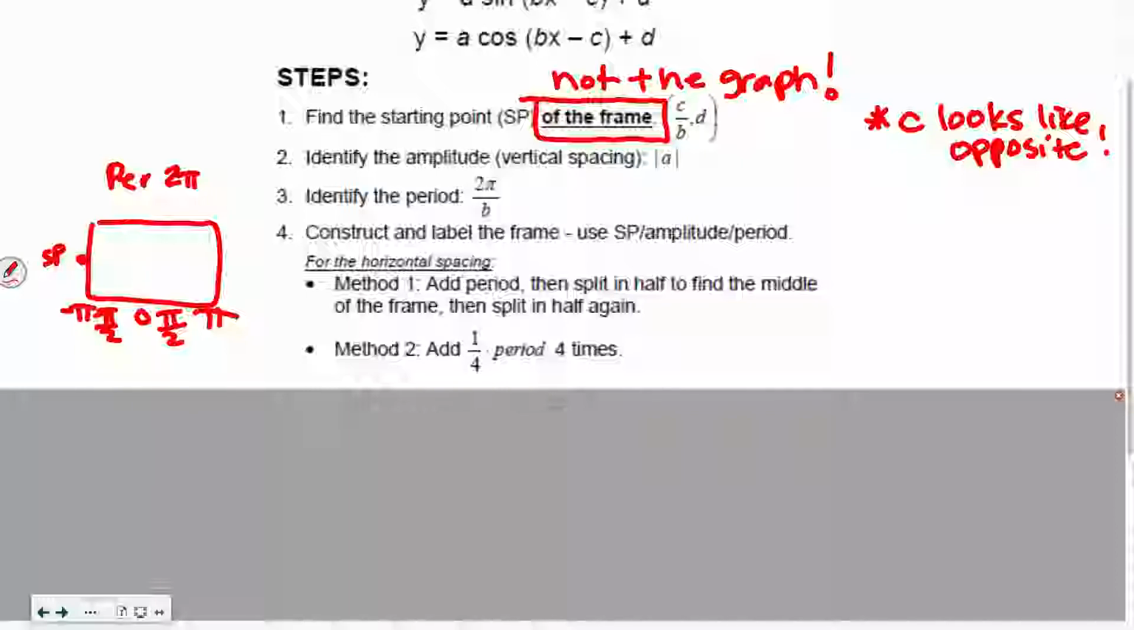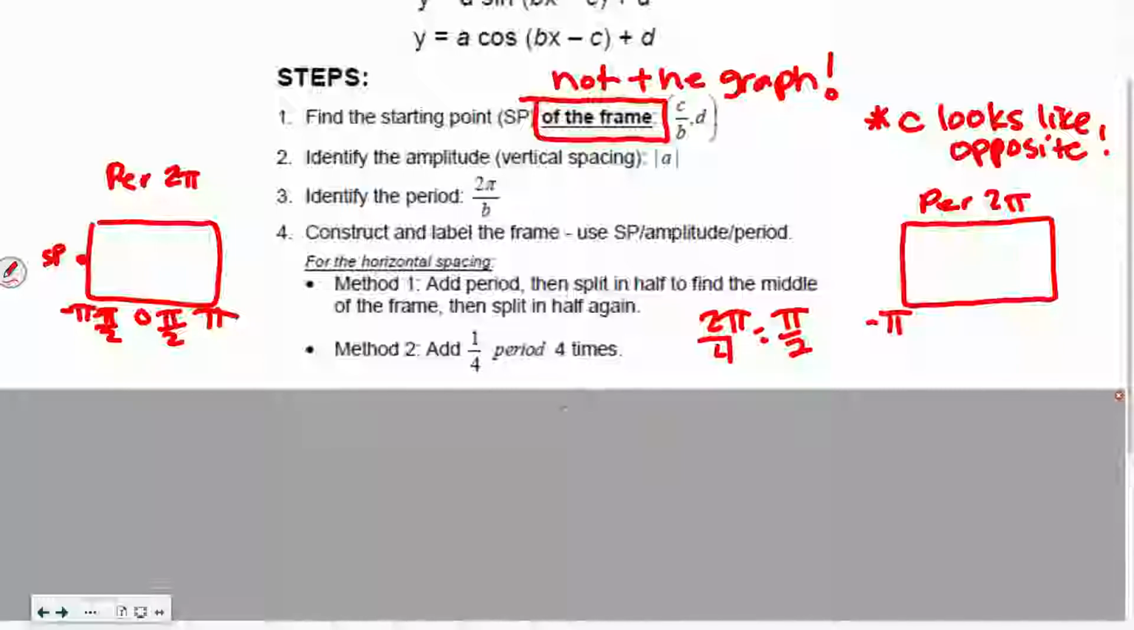Okay, method 2. Add 1/4 of the period 4 times. So let's say it's the same problem. It's a period of 2 pi, and it starts at negative pi. So 2 pi divided by 4, because it has to be evenly spaced, right? 2 pi divided by 4 is pi halves. So you just start at negative pi plus pi halves, which is negative pi halves. It's like negative 1 plus 1/2.